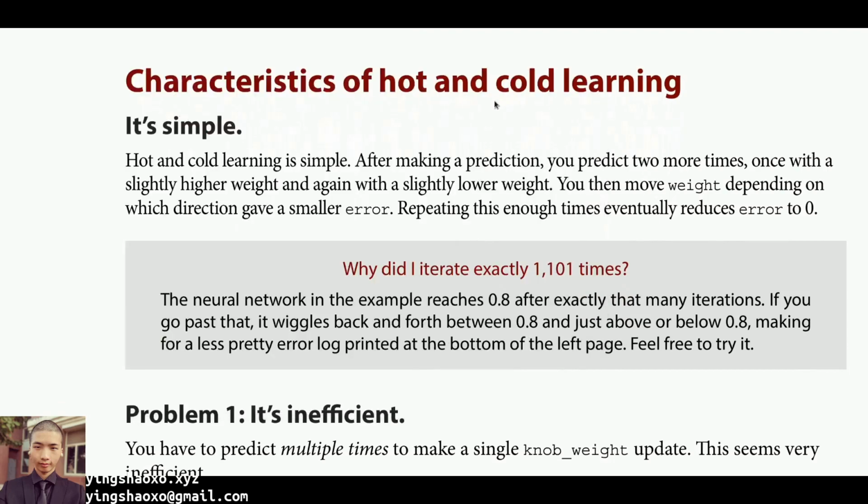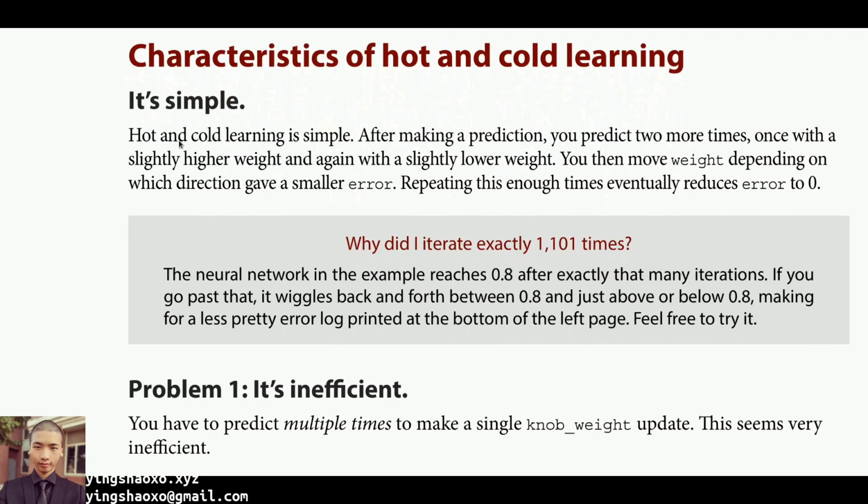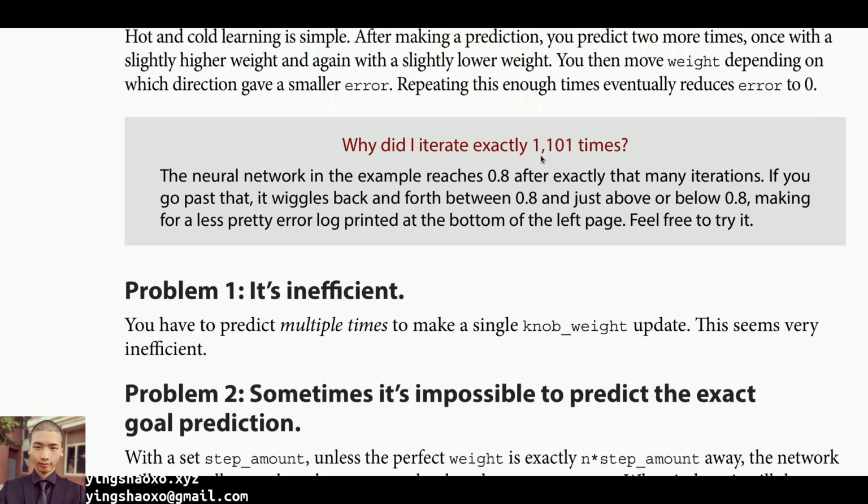Characteristics of hot and cold learning. Hot and cold learning is simple. After making a prediction, you predict 2 more times, once with a slightly higher weight, and again with a slightly lower weight. You then move the weight in whichever direction gives a smaller error. Repeating this enough times, eventually you'll get an error that's close to 0. Why did I iterate exactly 1,101 times? The neural network in the example reaches 0.8 after exactly that many iterations.